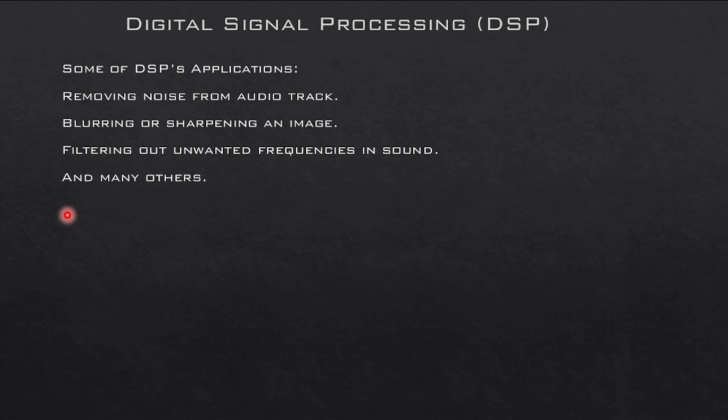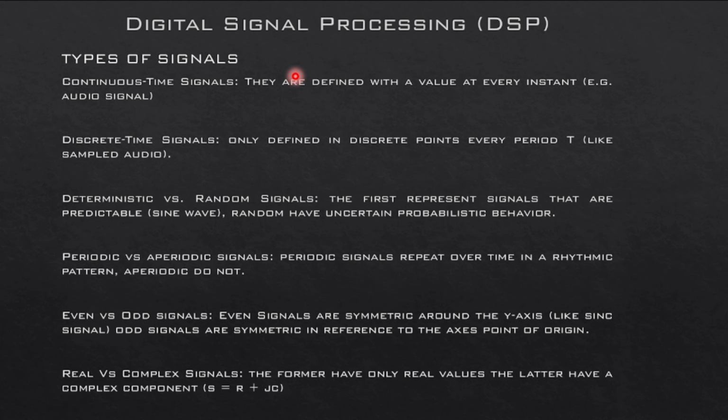All right, so some of the DSP's applications are removing noise from an audio track, because the noise has specific frequency harmonics, so we can filter the frequencies out. Blurring or sharpening an image, filtering out unwanted frequencies in sound, high frequencies, low frequencies, the music within the music track, filtering out the voice of the singer perhaps, and many other applications. But it has a very important impact on electrical communications, and not only that, on signal and image processing, especially in space applications. So what are the different types of signals?